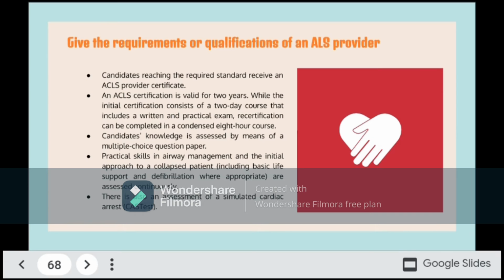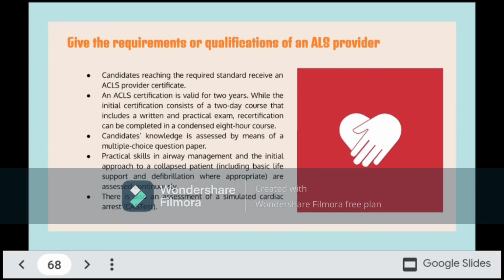For the candidates who have reached the required standard, they receive an ACLS provider certificate, or advanced cardiovascular life support provider certificate. So the certification is valid for 2 years. So for the initial certification, it consists of a 2-day course that includes a written and practical exam. So for the recertification, it may be completed in a condensed 8-hour course.